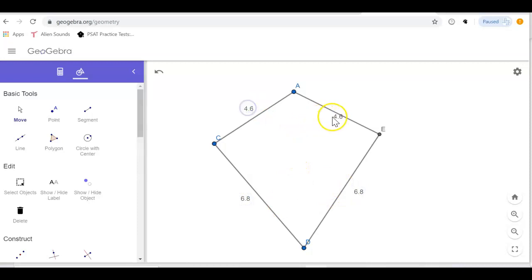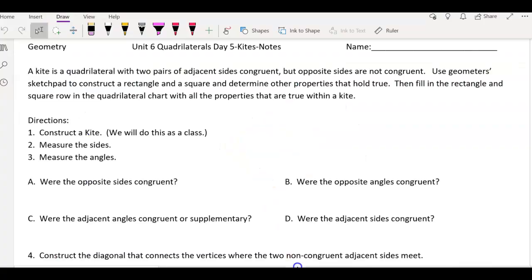Now, real quick here, just by the definition, you should recognize that when you create a kite, are opposite sides congruent? No, right? Were the opposite angles congruent? We still have to determine that, all right? But were adjacent sides congruent? Well, we could say there are two pairs, right, of adjacent sides congruent.